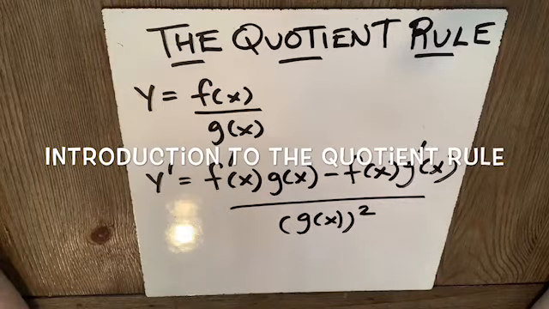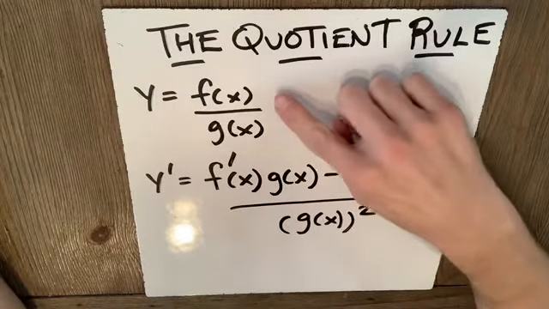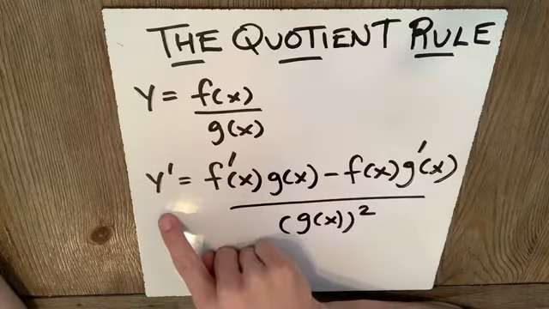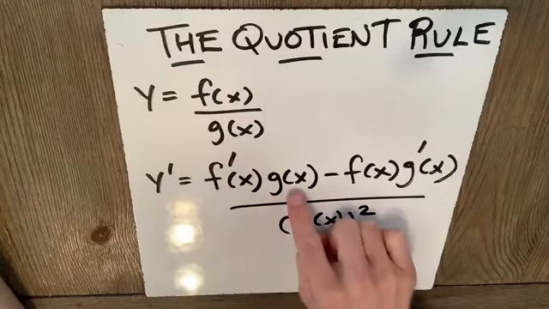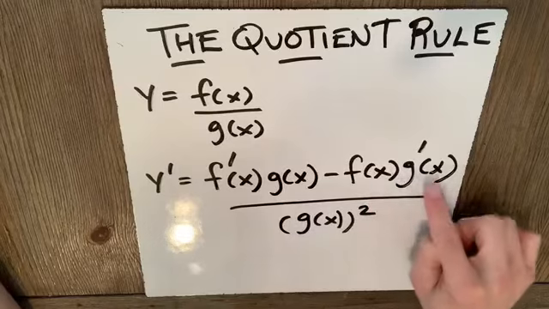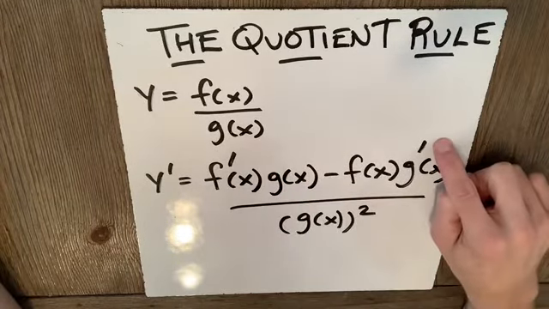The quotient rule. The quotient rule is a rule we use to find the derivative when we have a function equal to some function divided by another function. And to find the derivative, we'll do numerator function times denominator function minus numerator function times denominator function. Take the derivative of the first and the derivative of the last.